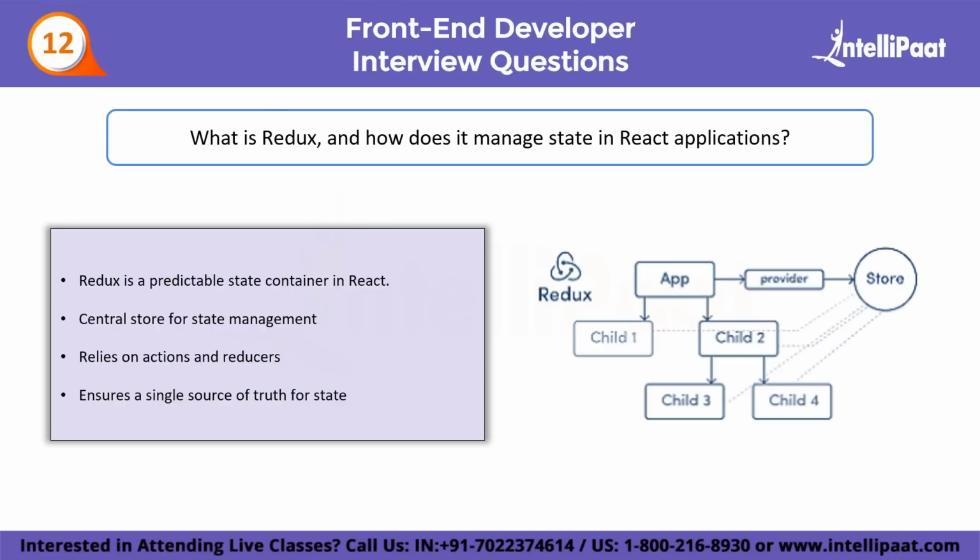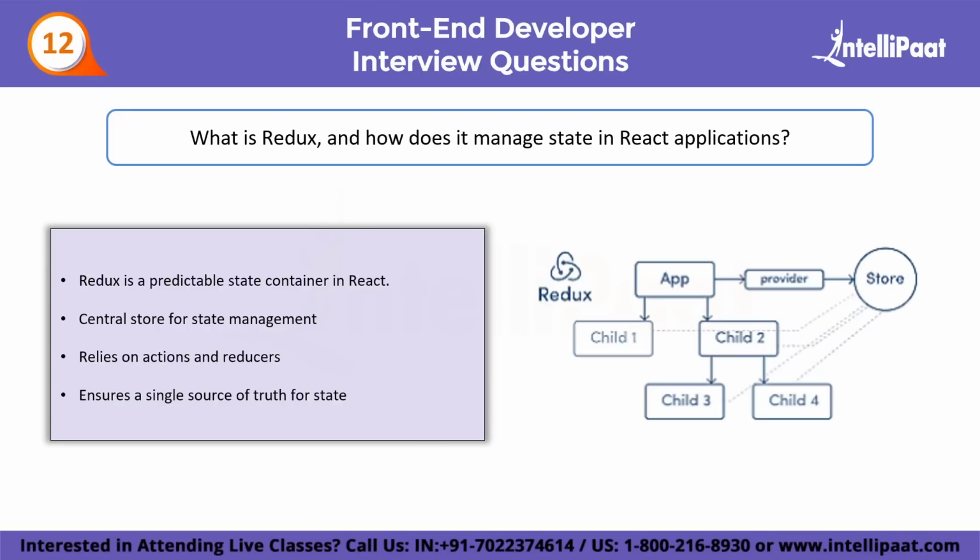To change the state in Redux, you dispatch actions. Actions are plain JavaScript objects describing what happened in the application. For example, an action could be type: increment to indicate that the state needs to be increased. It also has something called reducers, which specify how the application's state changes in response to the actions. Reducers are pure functions that take the current state and an action and then return a new state. They define the logic for handling different types of actions.